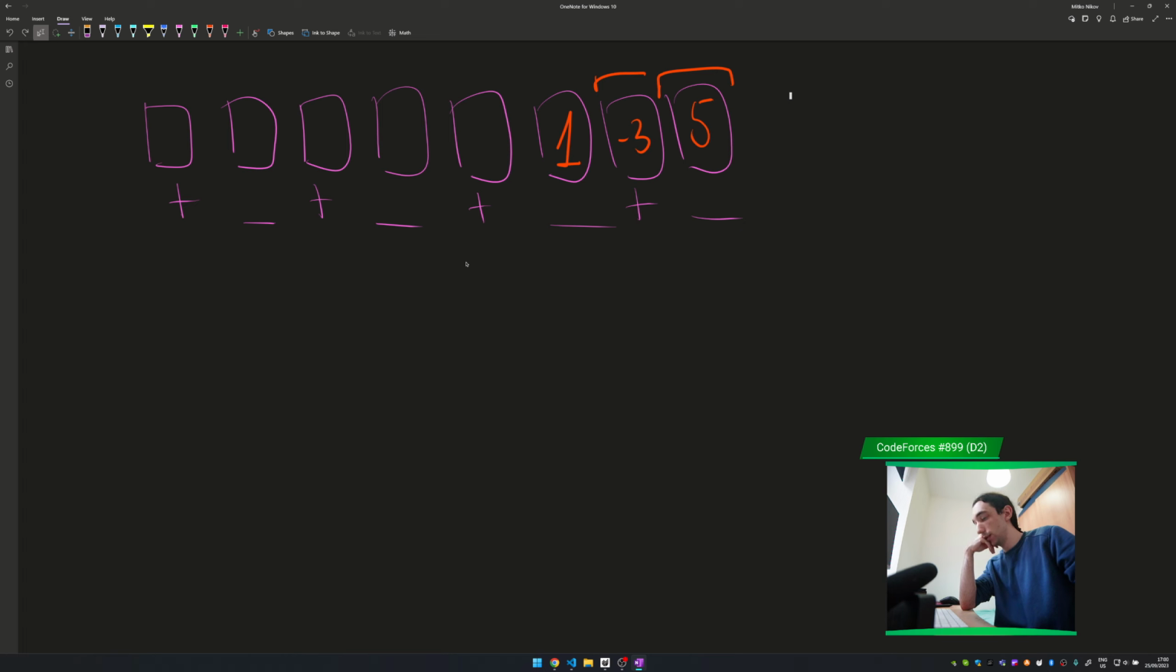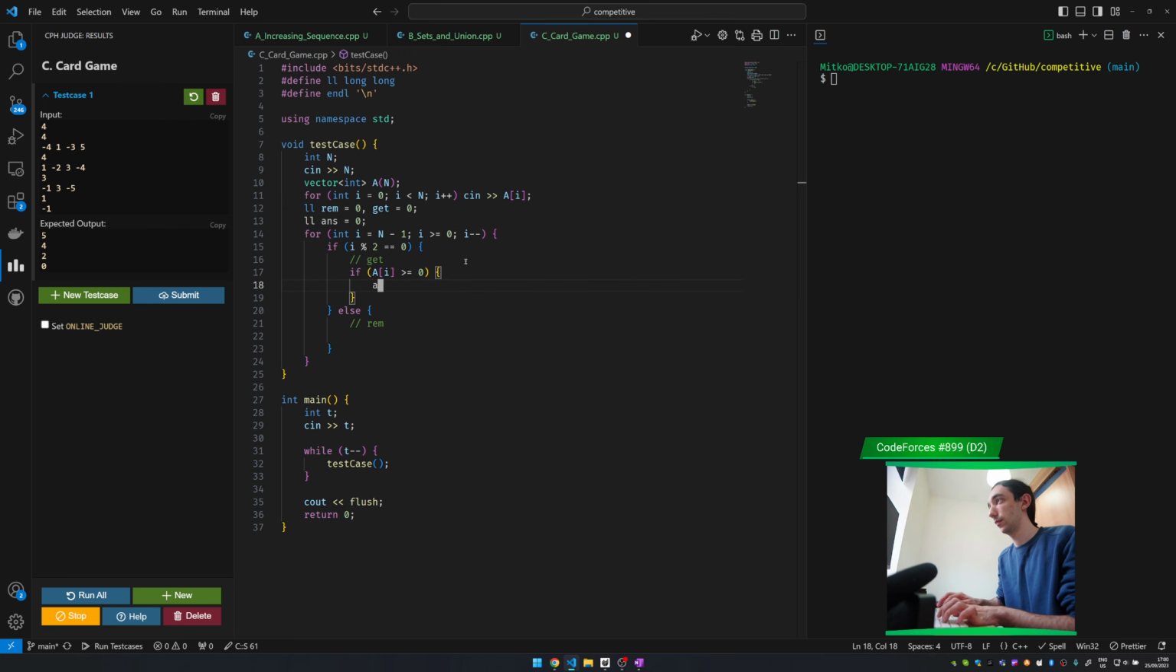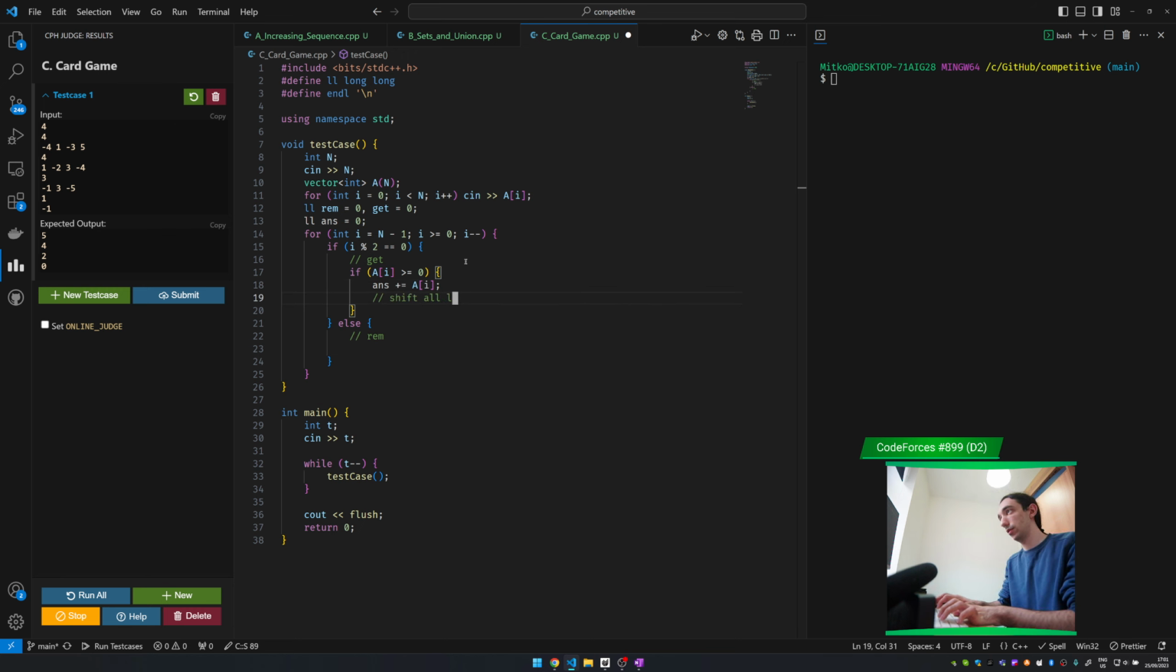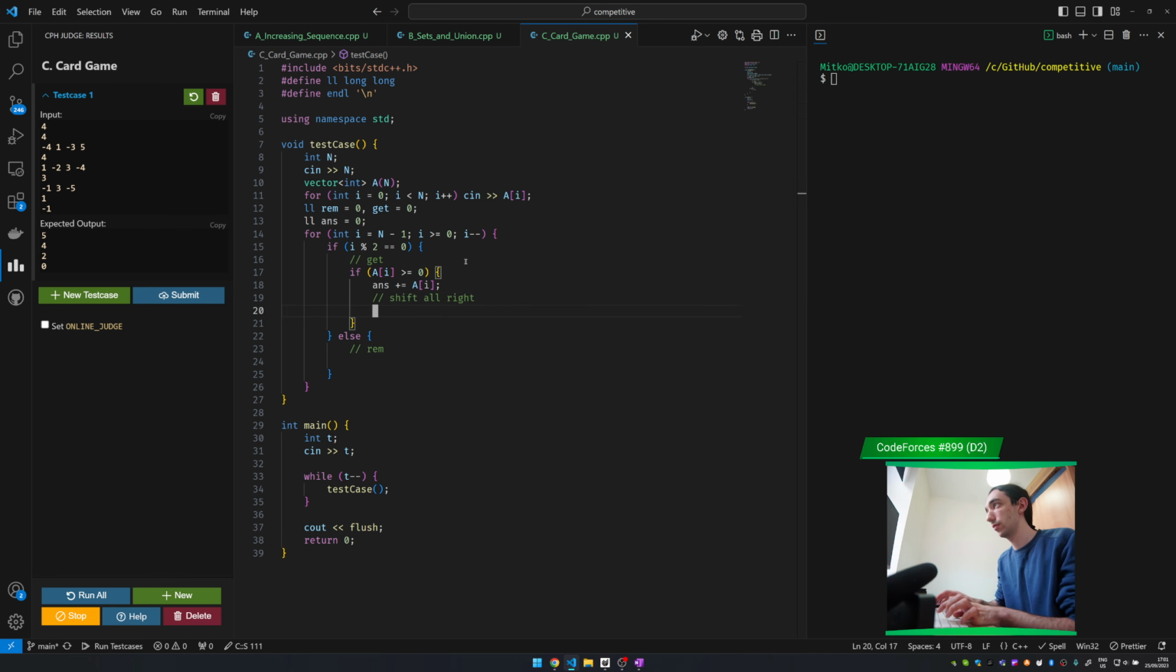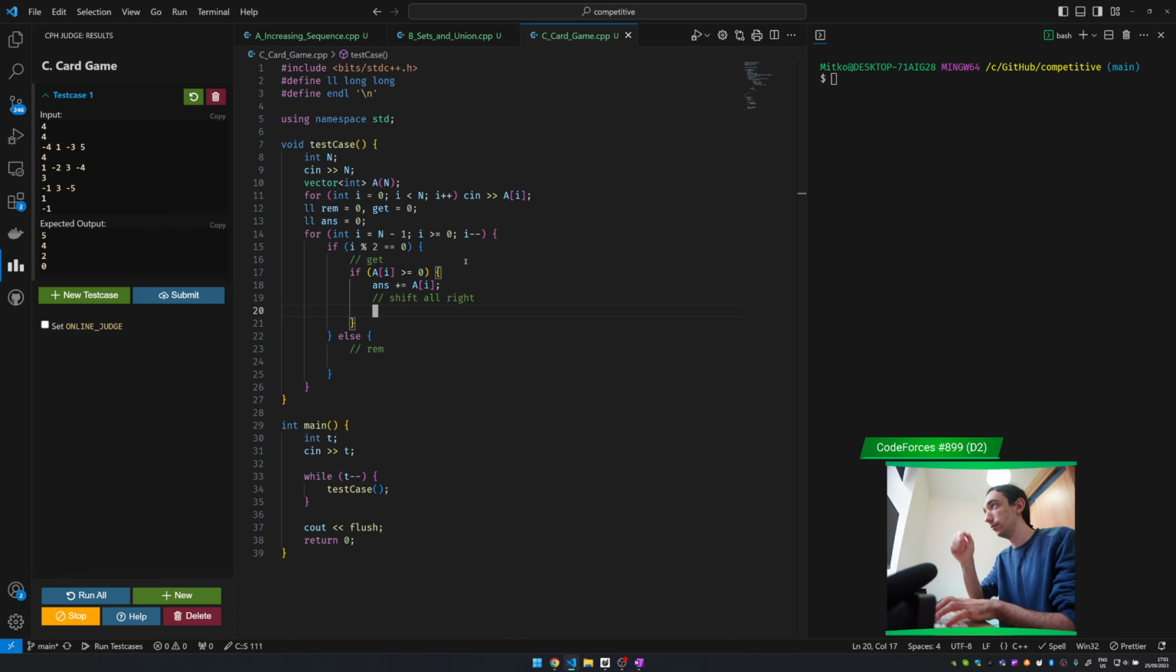In get I will say, okay, if A_i is a positive number, I'll get it, and shift all right numbers. So now these which are remaining can be gotten as well. So in the answer, I will get even the remaining numbers, right?